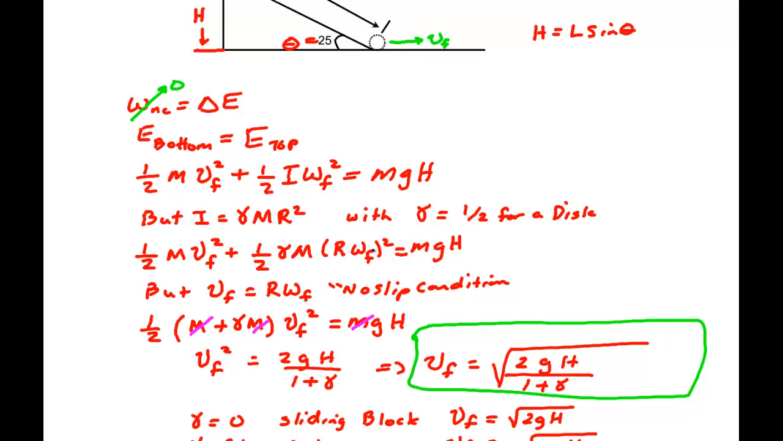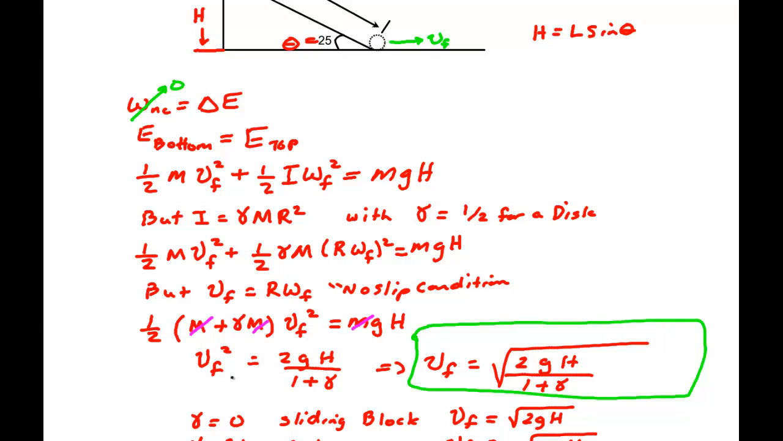You can combine the r with omega f, so you have r squared omega f squared, but there's the no-slip condition that says that the velocity of the center of mass is equal to the radius of the object times the angular velocity. So we can replace this term here with the final speed of the center of mass squared. When we put that in, both of these terms on the left combine, and we end up with 1/2 the mass plus gamma m. I'll come back and talk about this term in just a minute.